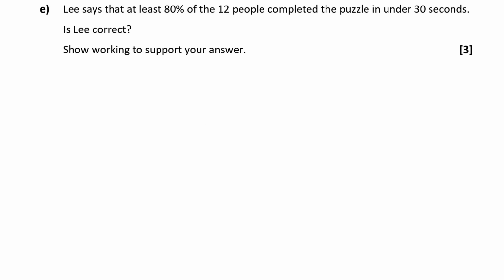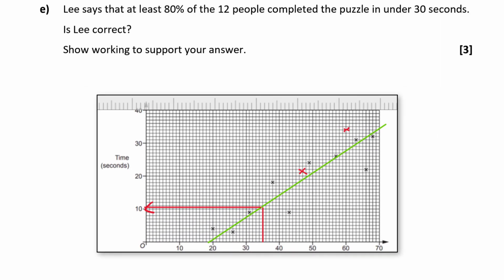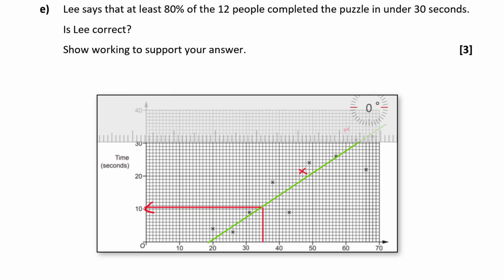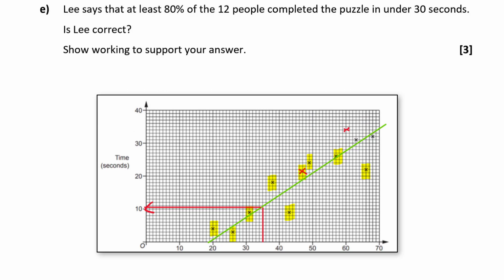Part E says, Lee says that at least 80% of the 12 people completed the puzzle in under 30 seconds. Is Lee correct? Show working to support your answer. Now, coming back to the diagram, if I put my ruler at 30, we can then count how many people are below it then, can't we? So how many is that then? We've got 1, 2, 3, 4, 5, 6, 7, 8, 9 people are below 30 seconds, aren't they? And we've got 3 above that line there.